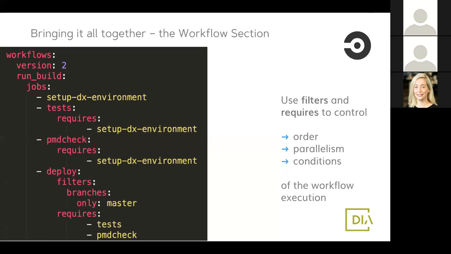So what we have here is something that allows, if you have enough containers at hand, to go into parallel, because tests and PMD check can run in parallel because they just require set up DX environment as a parent job that has completed. Once set up DX environment has run, it can run tests and PMD check at the same time. But then, if you're on the master branch, it will wait until tests and PMD check have completed before it will start the deploy job, but only if we're on master and if both tests and PMD check have completed successfully.